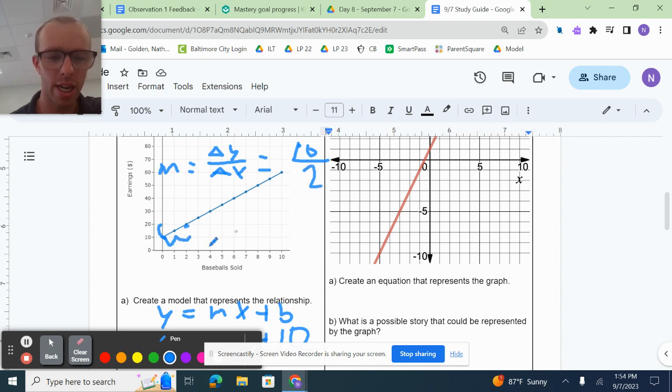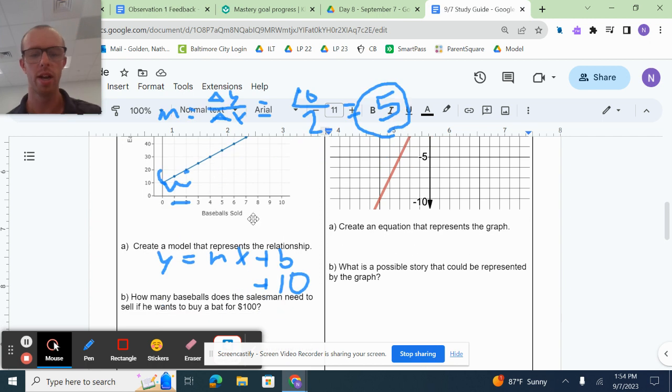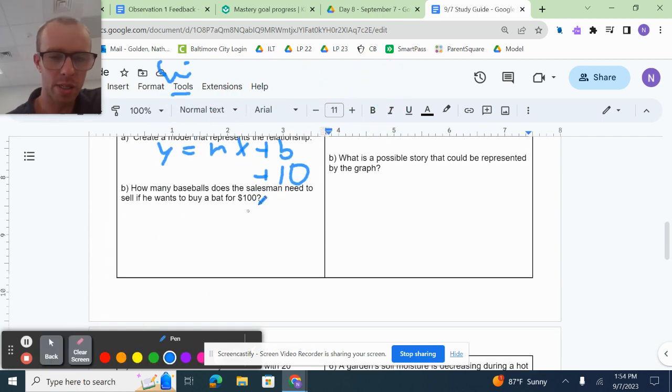So what we're seeing here is if you sell 2 baseballs, you increase your earnings by $10. How much is that for 1 baseball? It's 5. So every baseball you sell, you get $5. That's what we're learning from this graph. So it's 5B. I'm going to use B for baseball, and this is all equal to their earnings or their money. So let's use the dollar sign here.